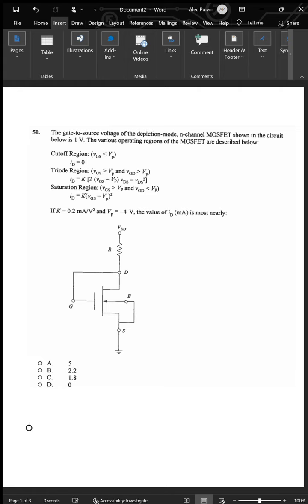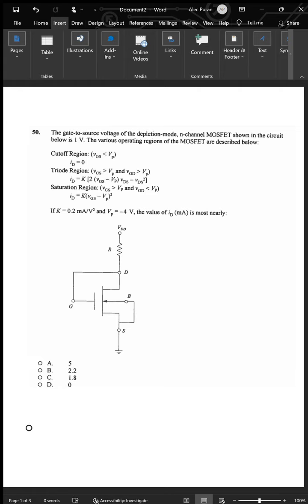So let's see how we're going to tackle this problem. So usually I'll list out the givens in the problem, and that usually gives us a good roadmap of where to go. So what I've underlined first is this 1 volt, and the question says that this is our gate to source voltage. So that's basically saying that VGS equals 1 volt. And if we look at the bottom here, it also gives us our K and our VP. So VP is minus 4 volts. That's our pinch-off voltage.